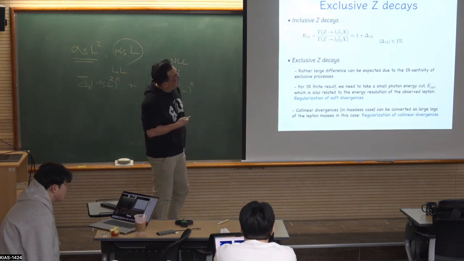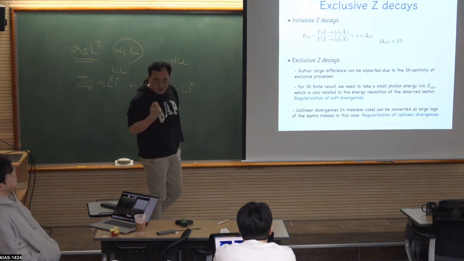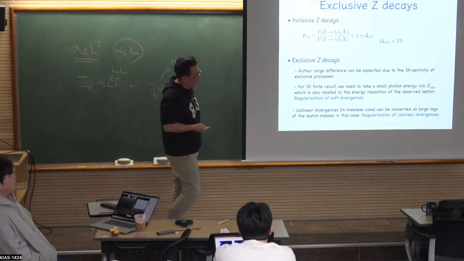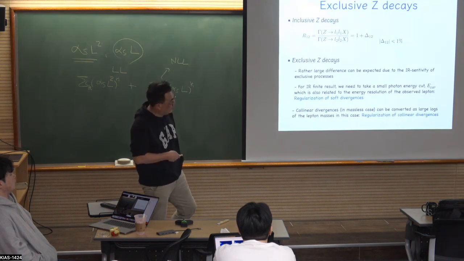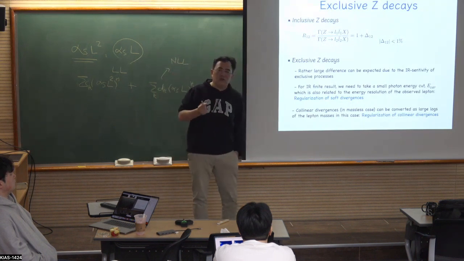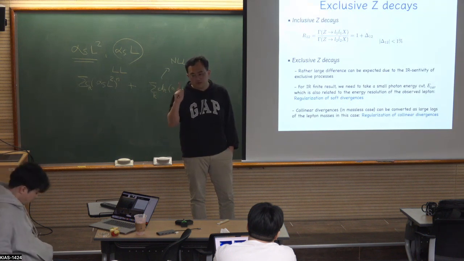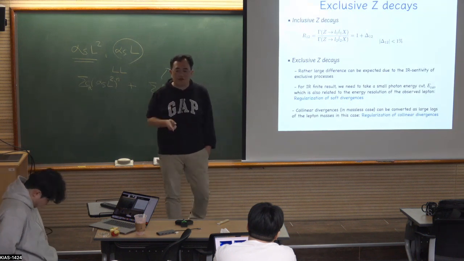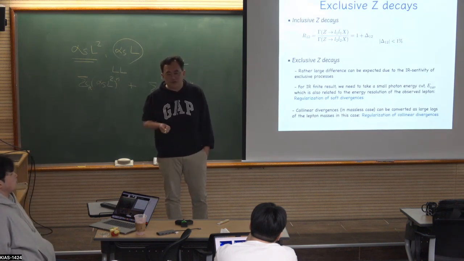But here, for this QED process, we will include the lepton mass explicitly. The collinear divergence in the massive case can be converted into a large log of the lepton mass. So our point is like this: if we consider lepton universality violation between the electron pair and the muon pair, we point out that the muon mass is much larger than the electron mass.